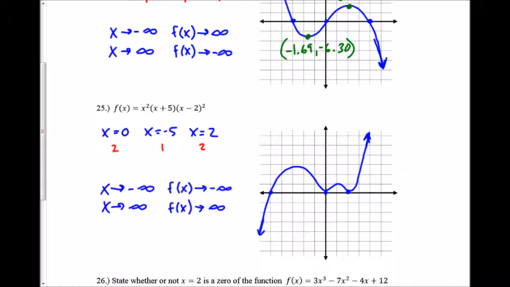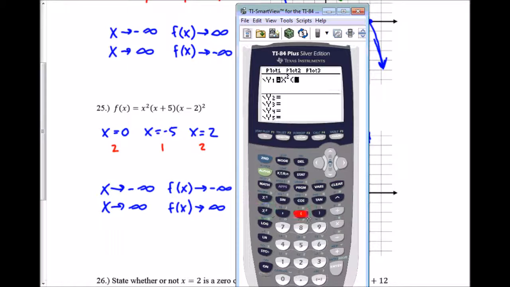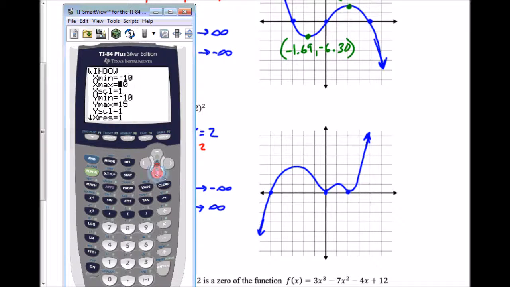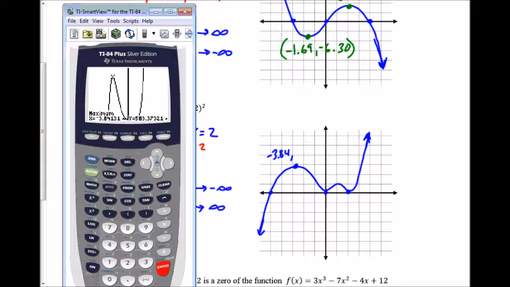All right. And then if I want to get a little more accuracy with this thing, once again, I go to my calculator. And so what happens here is I have to adjust the window once again. So now I can see that first maximum, so I go to calculate. I do left bound, right bound, take a guess. So it looks like that maximum is right here at -3.84, comma 583.4, something like that. 0.37, I guess, since I rounded the other one 2 places.